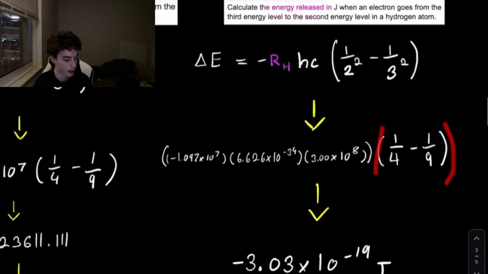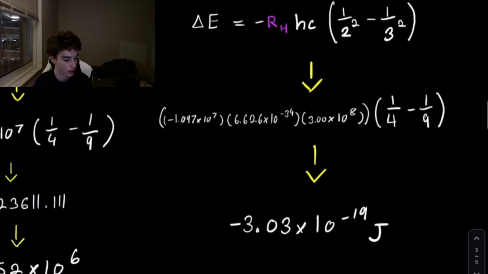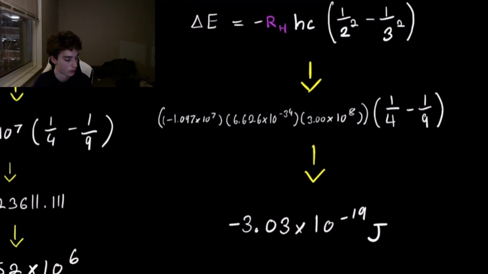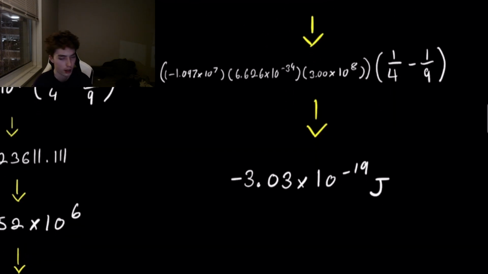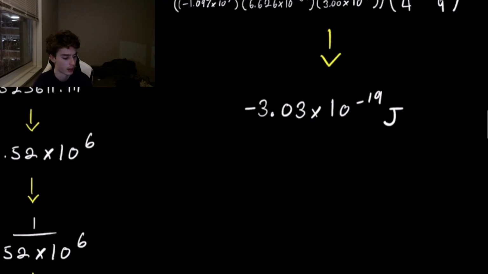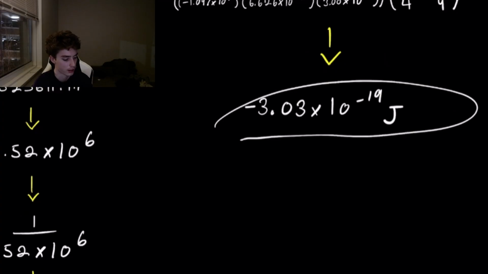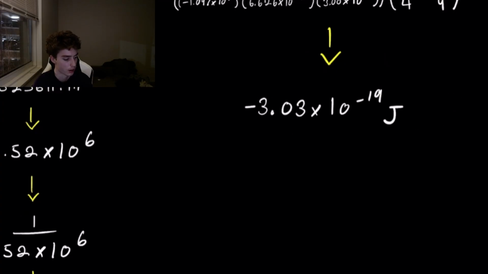So I did some of the math already because 2 squared is 4, 3 squared is 9. So I just do the math here, plug that into the calculator, super simple, boom. And that's your answer right here, okay? That is going to be your energy in joules.